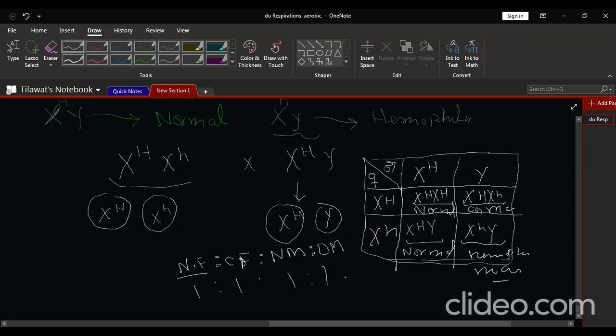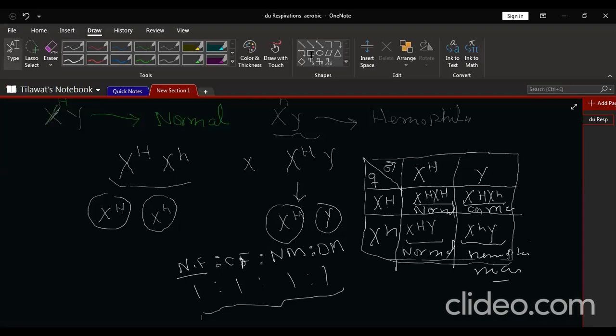If a female is a carrier of hemophilia and she married with a normal male, that should be the probability of her offspring. Is it clear up to here? I hope this is clear, right? Any question?